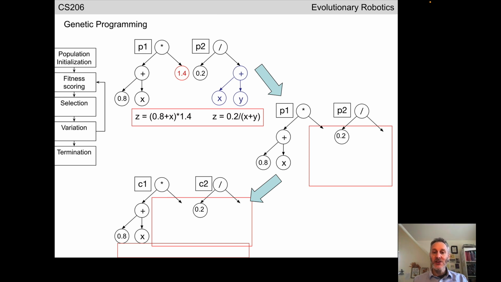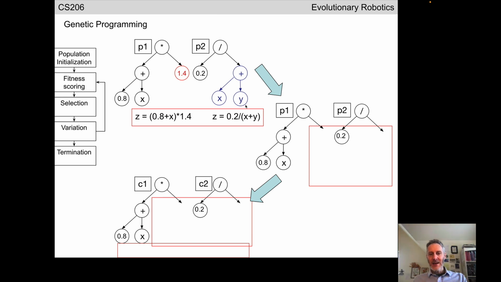We could also recombine genetic material from two parents in the following way. We have P1 and P2 over here. We're going to create two children, C1 and C2 over here. Like before, we're going to take these two trees and cut them at certain points, and we can choose these points at random. We choose, in this case, to cut P1 at this point, and in P2, we choose to cut P2 at this point.